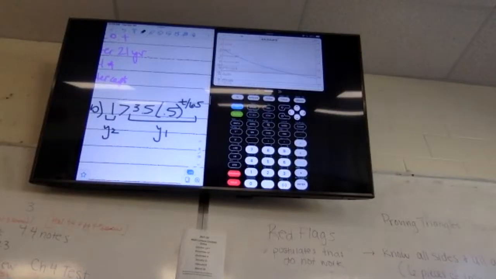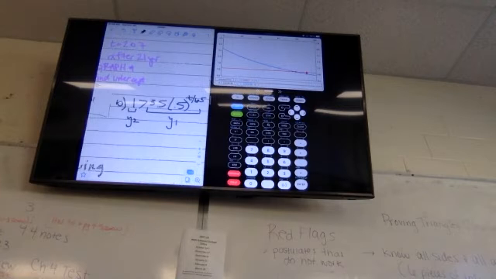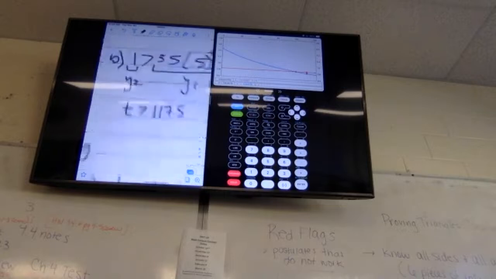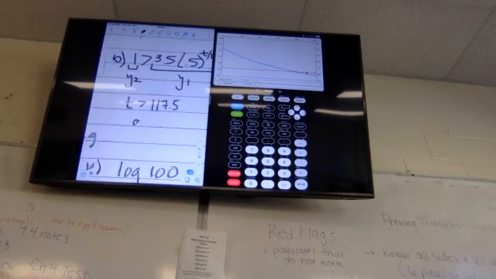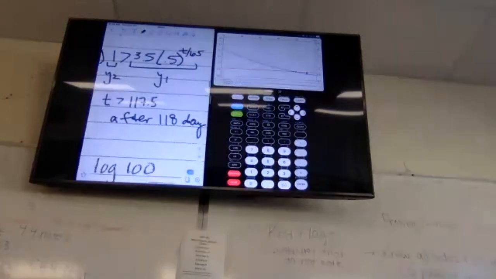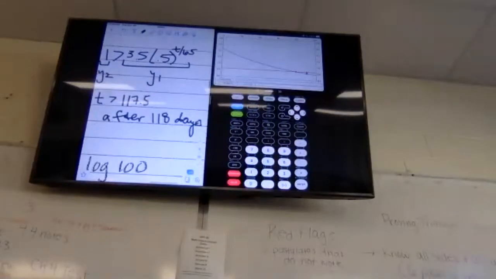Second trace, find that intersection, left bound, right bound. My point of intersection is at 117. So I'm going to say t is greater than 117.5. And we like to round up. I don't want to do 0.5 of a day. We'll say after 118 days, we will have less than 1 gram of my substance left.